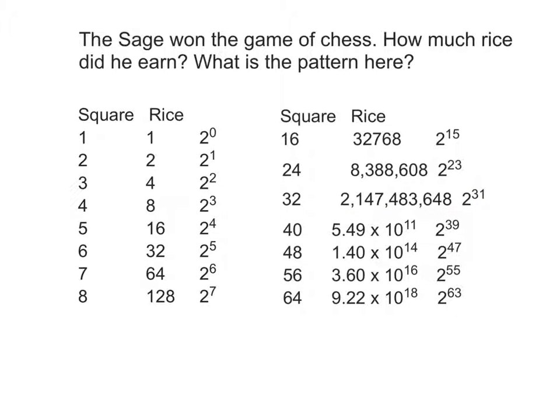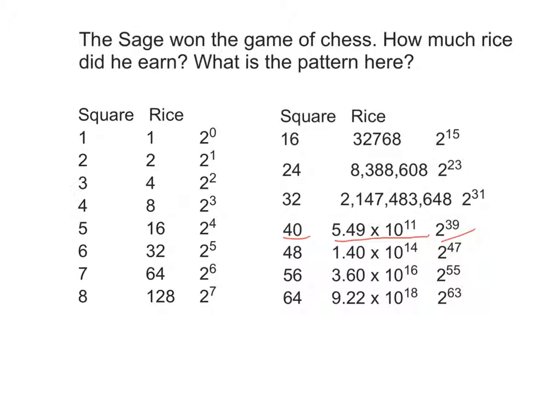Let's look at the last 4 rows of the chessboard. By the time we get to the 40th square, which is at the end of the 5th row, the number is so big that we've resorted to writing it in scientific notation. This number is 5.94, but that's a 5 with 11 decimal places after it. So I need another 9 zeros after the 594 to get the number. That's a very big number. That's equivalent to 2 to the 32.